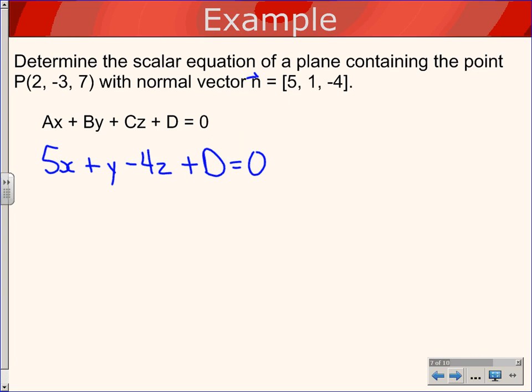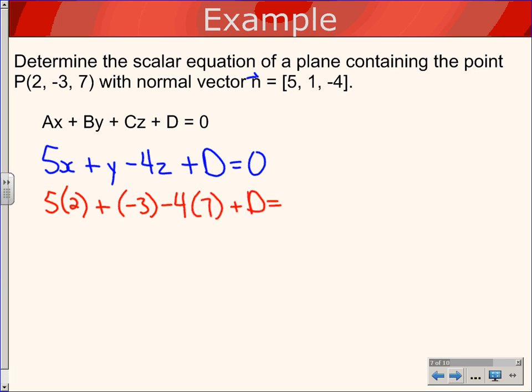The clever way to do it, if I know the point p is a point on this plane, then it has to satisfy the equation. So if I just sub that point in for x, y, and z, I can just solve for d. So we get 5 times 2 plus 1 times minus 3 minus 4 times 7.